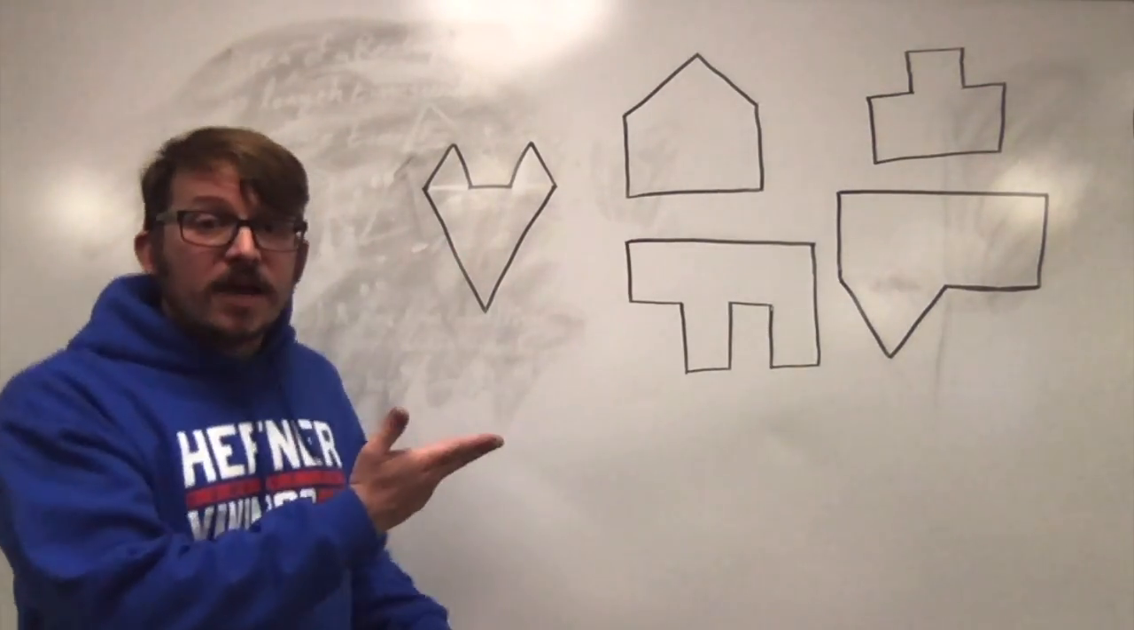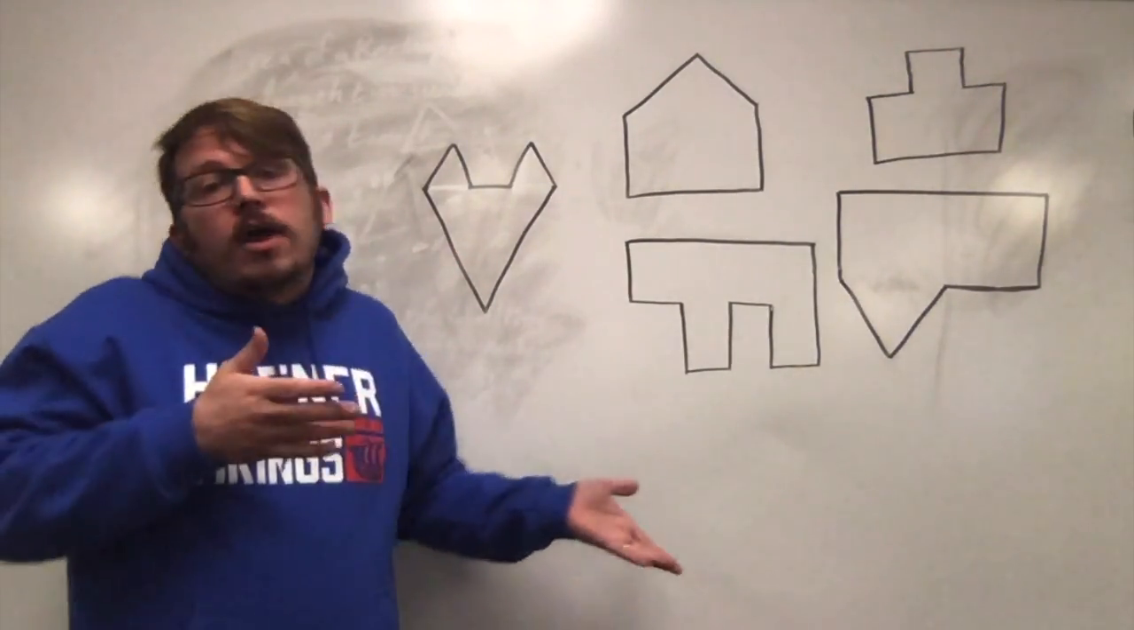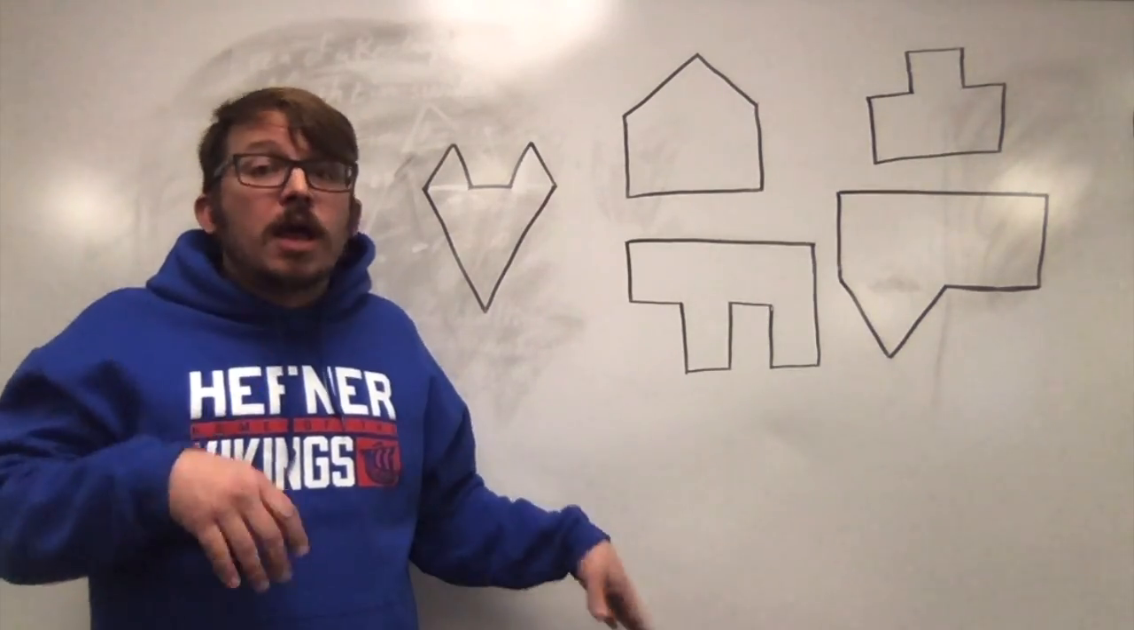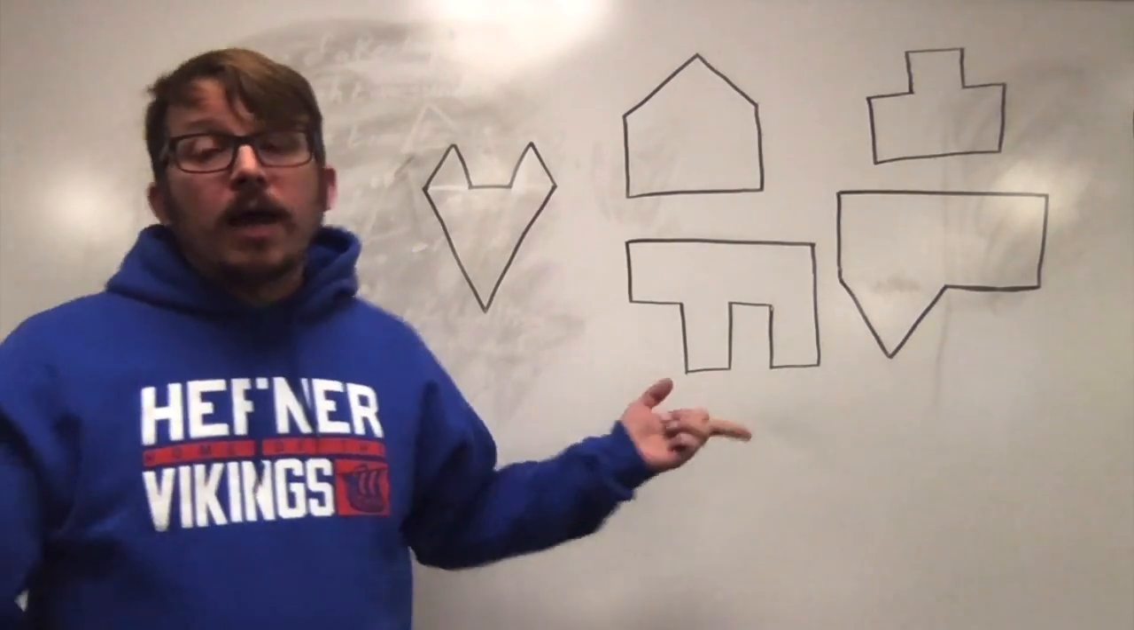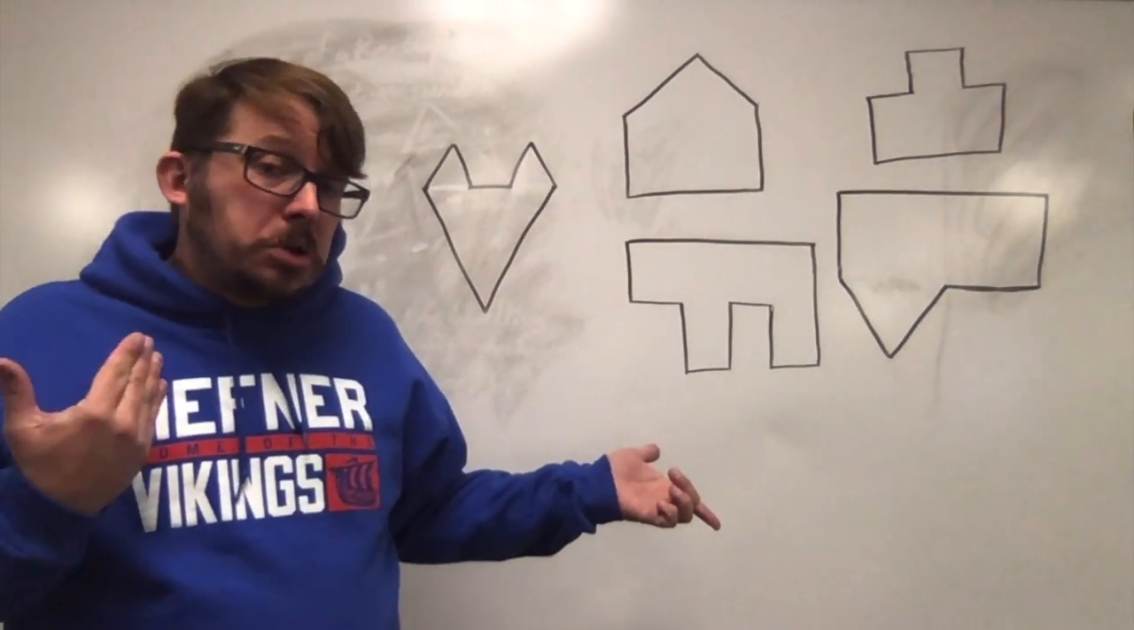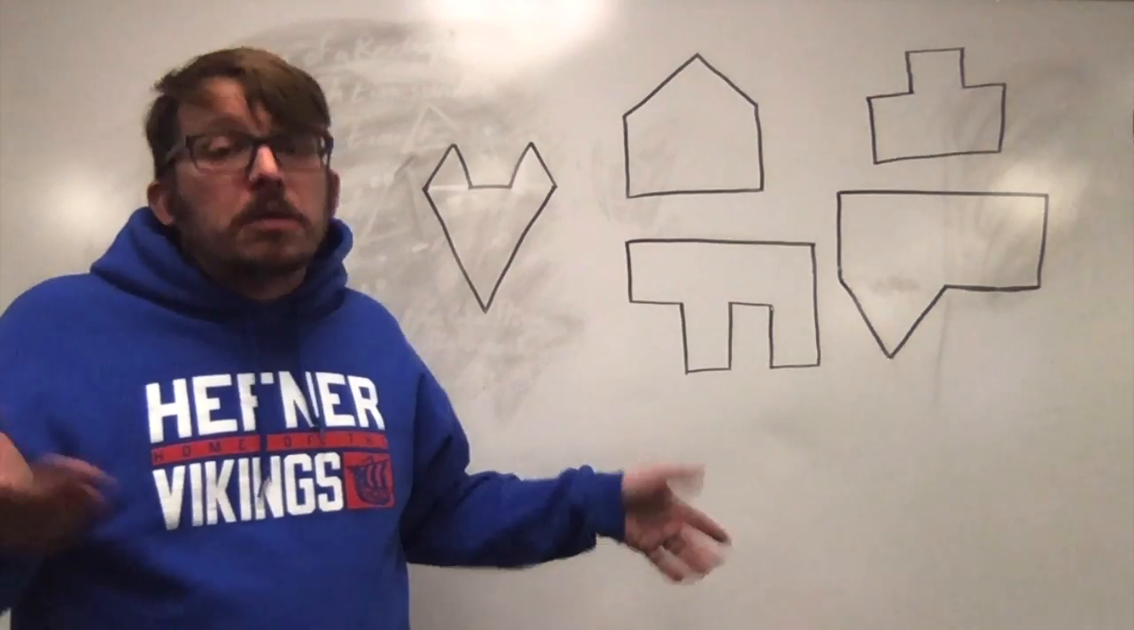All right, so these guys are all composite shapes. They are different shapes made up of other shapes we're already familiar with. But for now, let's stick with triangles, rectangles, squares, maybe even some parallelograms now and then.